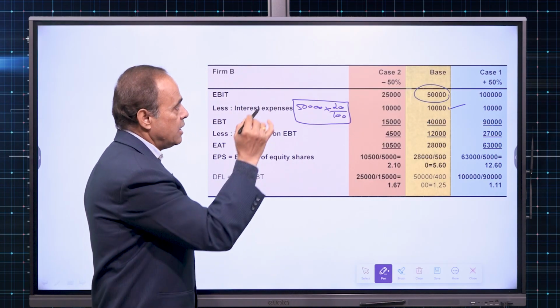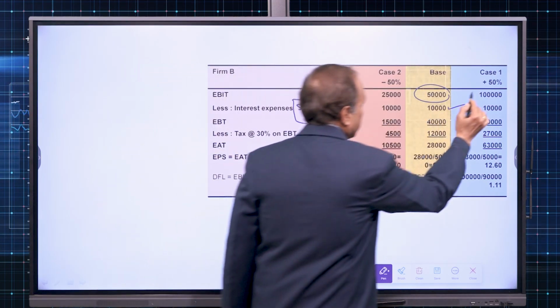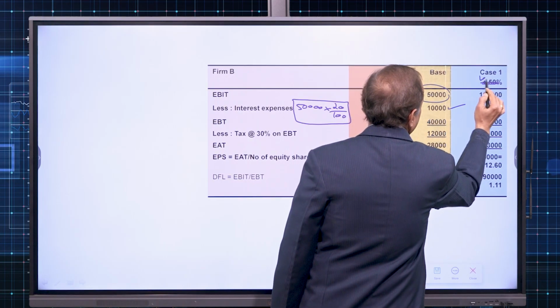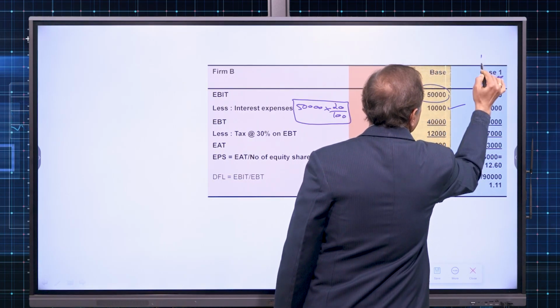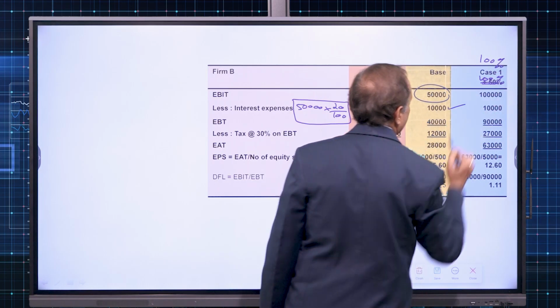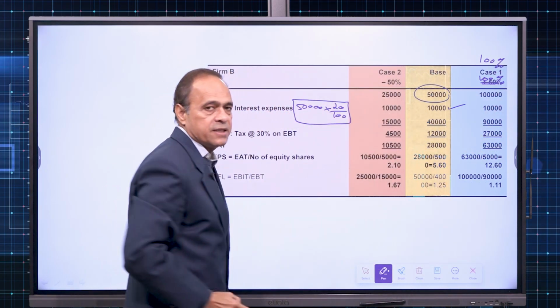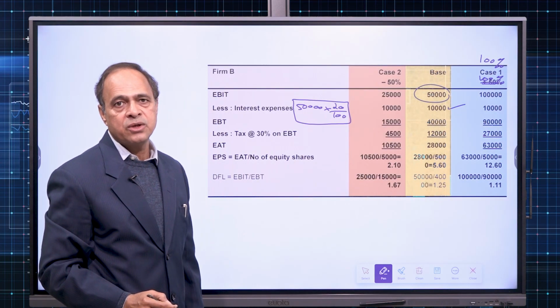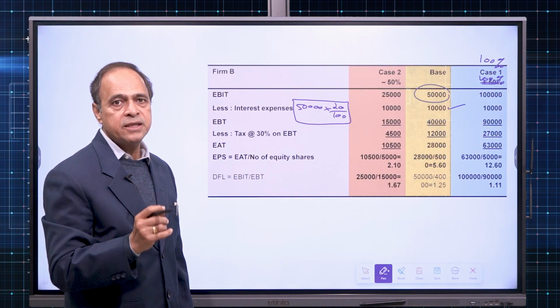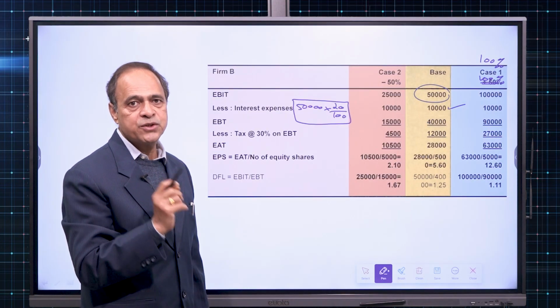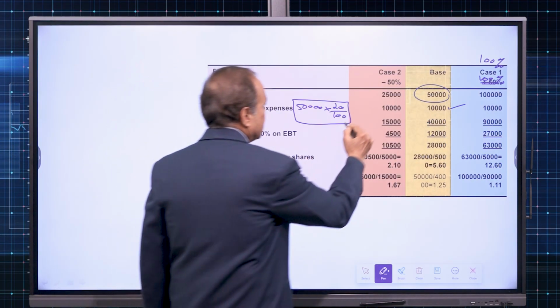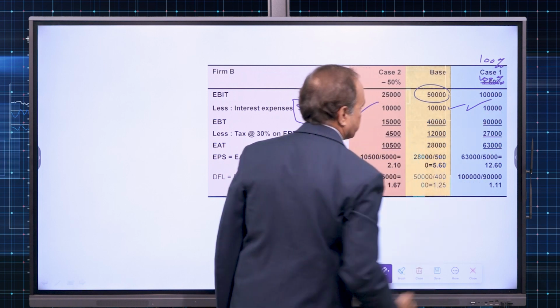Now whether it is the up case or the down case, it is up 100%. Now what do we get? Whatever may be the case, whether my EBIT is rising or declining, interest payment is at a fixed percentage, a fixed coupon rate is there. So 10,000 in all the cases.